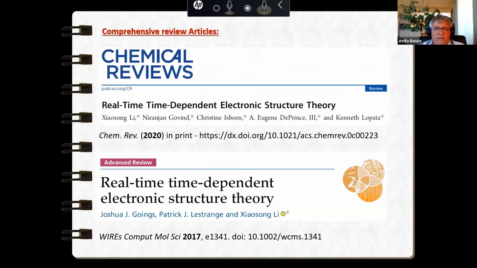For comprehensive review articles, I can recommend the review article of Olopata, Govind and me, his very recent paper, which is still in print in Chemical Reviews. And another interesting review article is in the Wires journal, published by Ali and co-workers.